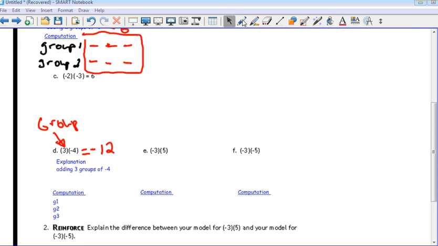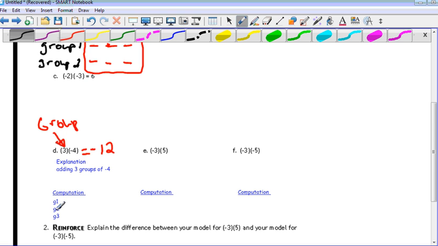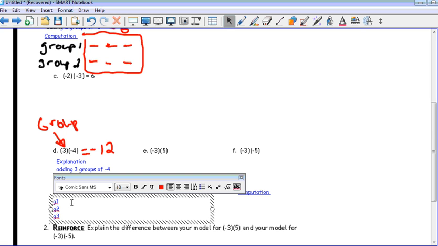Alright, so here are my 3 groups, group 1, group 2, and group 3. Inside each group, what do I have? Well, each group is going to get 4 negatives. So I have 1, 2, 3, 4. 1, 2, 3, 4. And then group 3 has 1, 2, 3, 4.